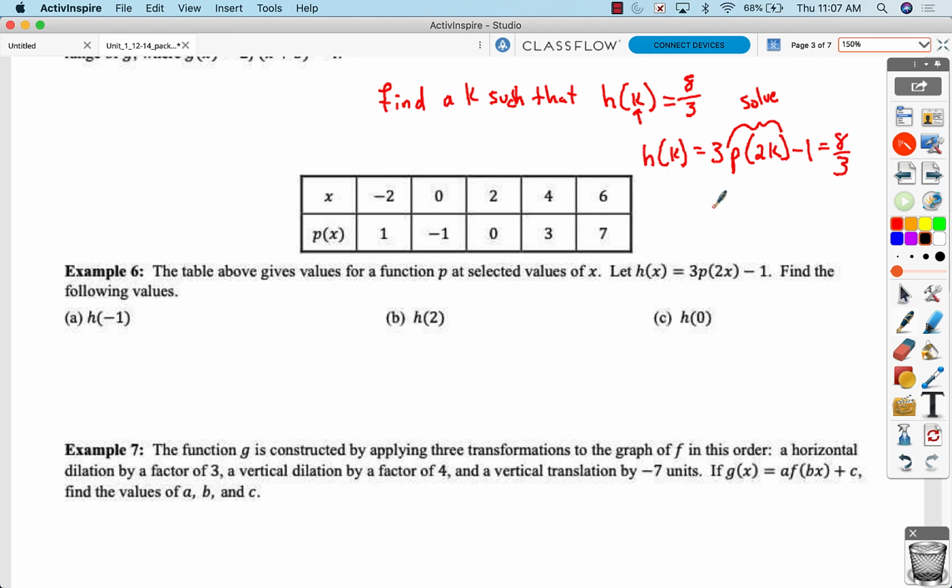Solve for this part. So to solve for this part, we need to add 1 over, and then times 3. So let's try that. I'll go over here. 3p of 2k equals 8 over 3, plus 1. And whenever you're dealing with fractions and you get a plus 1, generally you want to get like denominators, so I'll put a 3 here and a 3 here. So now I have 3p of 2k, and on the homework they'll all come out to be nice and easy.